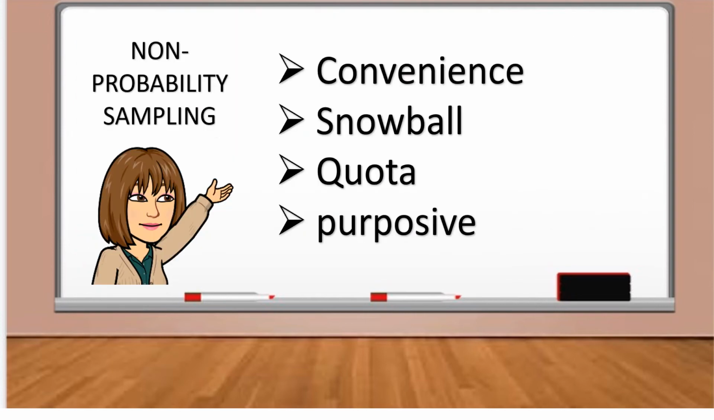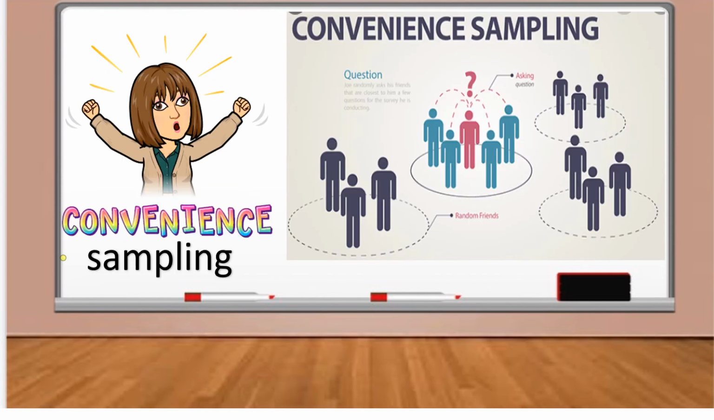Now, let us learn how to use the four types of non-probability sampling: convenience, snowball, quota, and purposive. Convenience non-probability sampling. It involves the sample being drawn from the part of the population that is close to hand, meaning convenient sources of data for the researcher. Let's say, who is already available as respondents for your study.